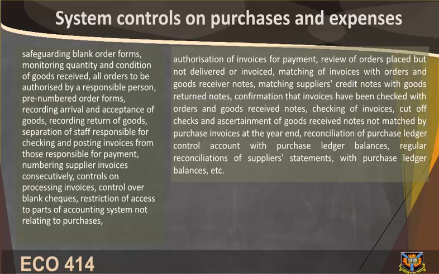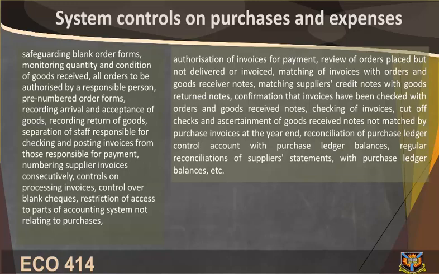Recording arrival and acceptance of goods. Recording return of goods. Separation of staff responsible for checking and posting invoices from those responsible for payment. Numbering supplier invoices consecutively. Controls on processing invoices. Control over blank checks. Restriction of access to parts of the accounting system not relating to purchases. Authorization of invoices for payment. Review of orders placed but not delivered or invoiced.